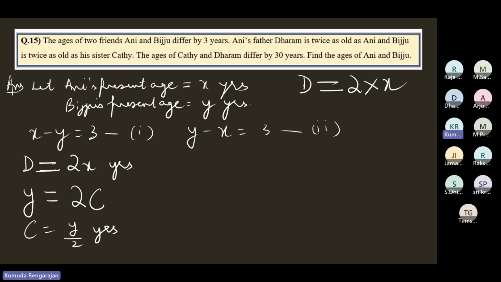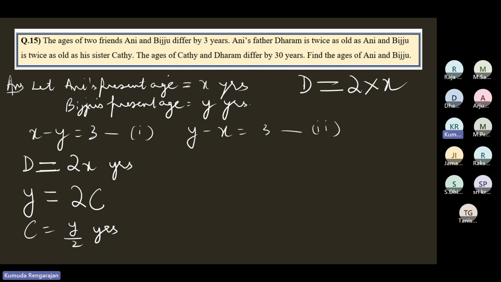We have assumed Annie's and Biju's ages, X and Y, and we have got Dharam and Kathy's ages in terms of X and Y. So we did not have the necessity to use a third and fourth variable. We don't have to say Dharam is Z years old and Kathy is P years old. No, we are using only 2 variables X and Y, and using X and Y, we have got Dharam's and Kathy's age also. So Dharam is 2x years old and Kathy is Y by 2 years old. So now we have got all their ages in X and Y.